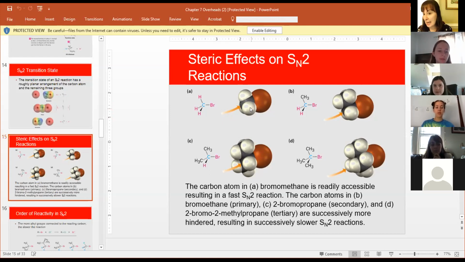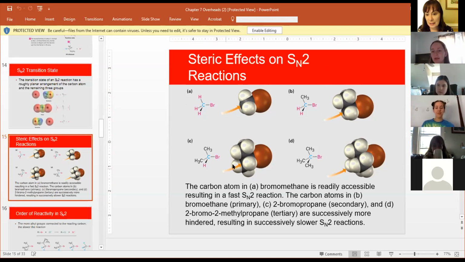A is easier. A would be easier to attack, right? Because it's easier to get to this carbon back here as opposed to this carbon back here. Is everybody okay with that? How about C? We have two methyl groups. Wow, the reactive side is getting crowded. Can you see how crowded?